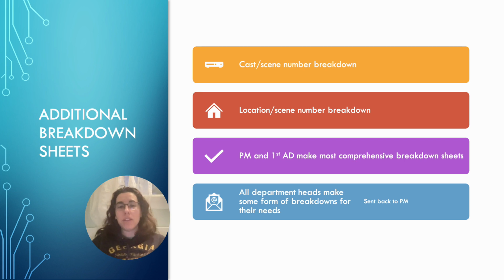So your production manager and first AD really make the most comprehensive everything breakdowns, but guys, all department heads make some form of breakdowns. They're just different for each department. Your director of photography is breaking down what's needed for camera, lighting, grip. Your production designer is breaking down in depth for production design. But all those breakdown sheets get made and then sent back to the production manager to review. If you don't have a production manager, they go to the line producer or the first AD.